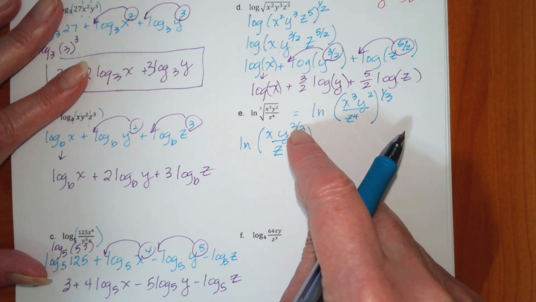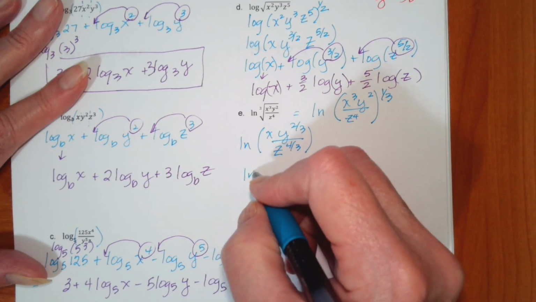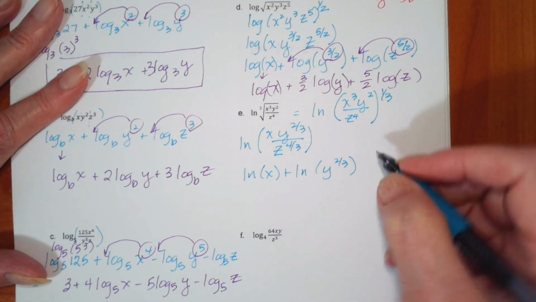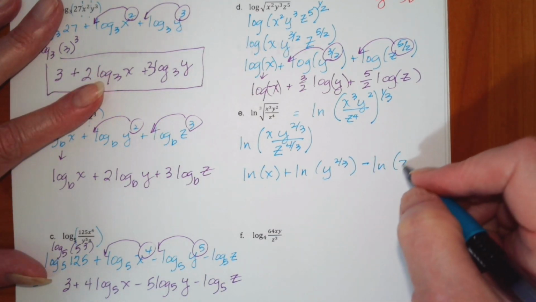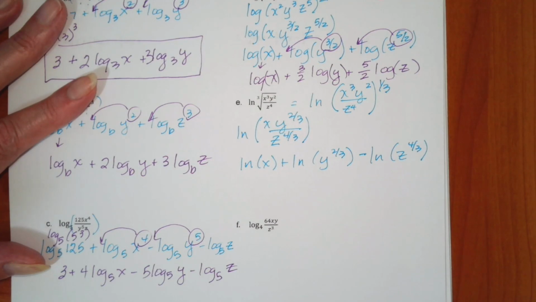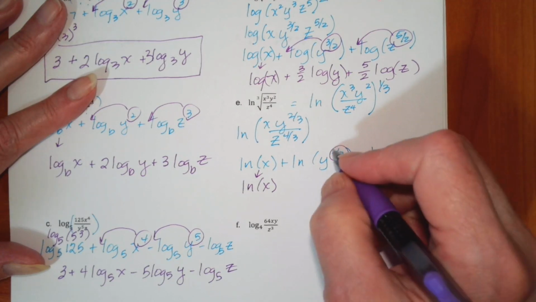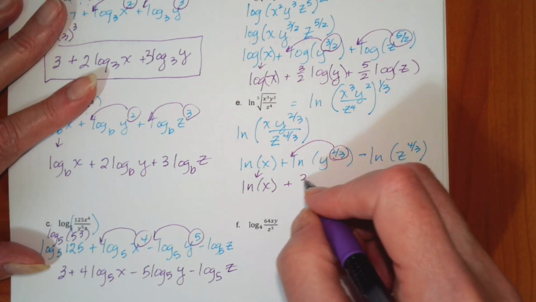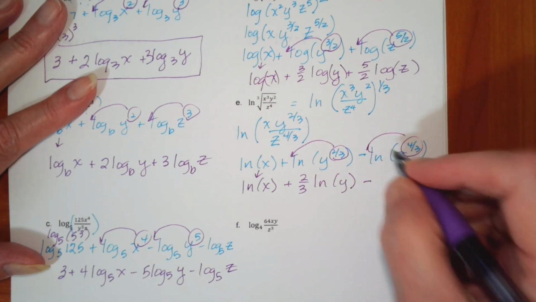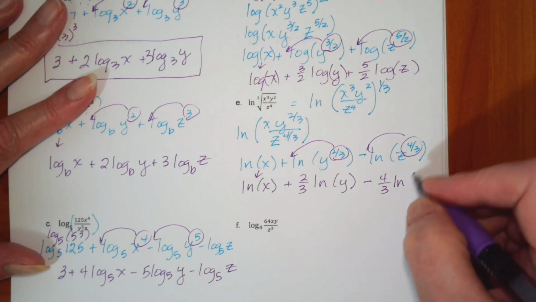So I have two bases in the numerator, one in the denominator, so these two will be plus, this one will be minus. So I have the natural log of x plus the natural log of y to the 2/3 minus the natural log of z to the 4/3. So my final answer becomes the natural log of x. It's just the same. This becomes 2/3 times the natural log of y. This becomes 14. I'm sorry, 4/3. Wow, I don't know where that came from, of z.